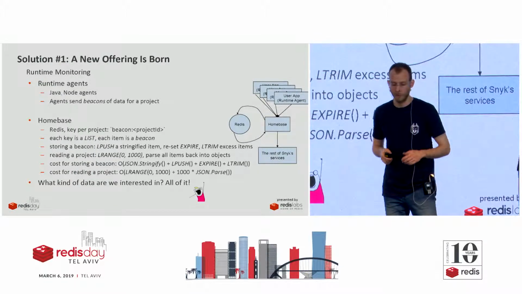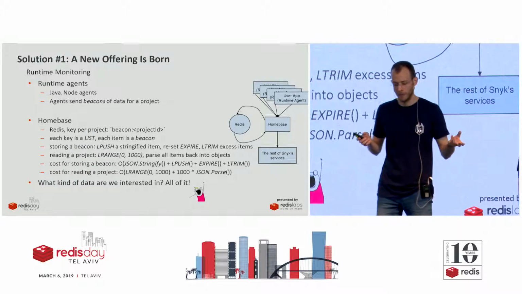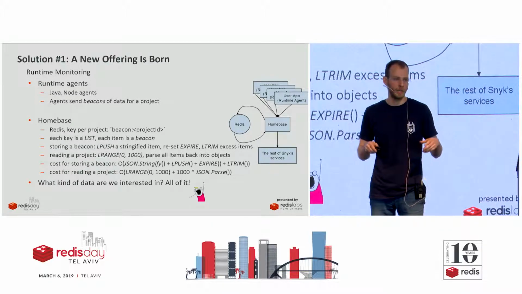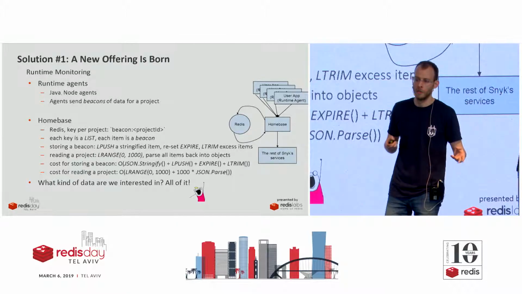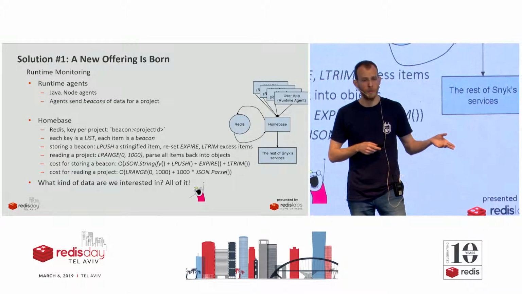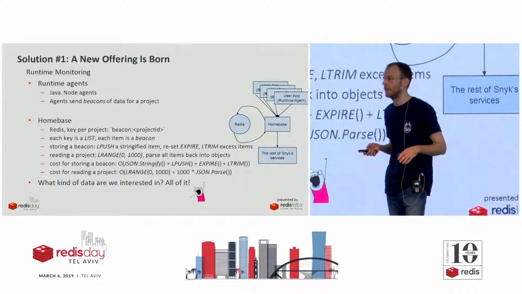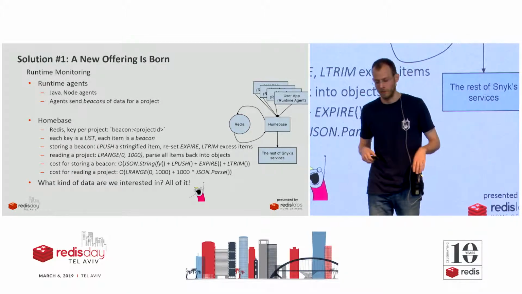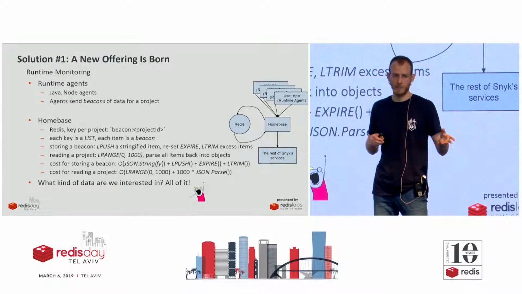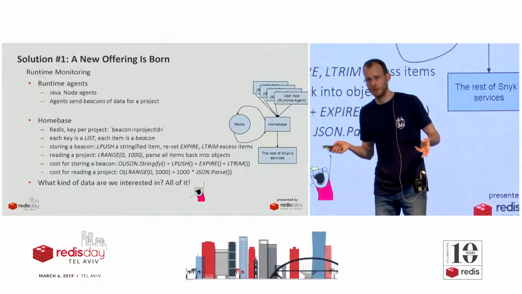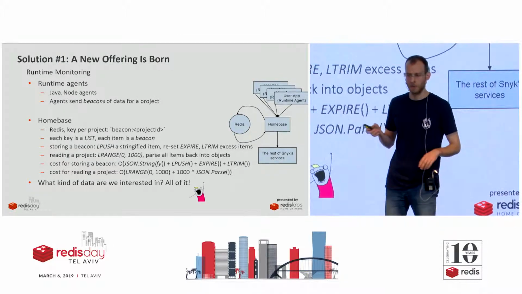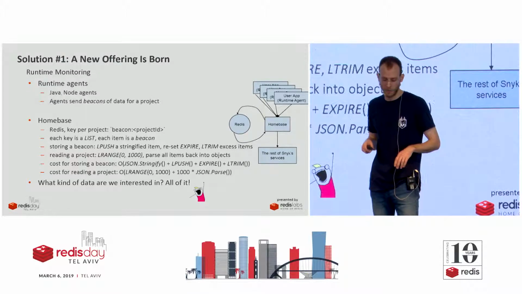Storing a beacon is very simple because we use a list. So all we need to do, when a beacon reaches our system, is push it to the left of the list. We set an expiration time for the list because we want to make sure all the data we have is relevant and actual. And we trim any excess items because we don't want to expose ourselves to all sorts of denial of service attacks, to run out of memory, etc.